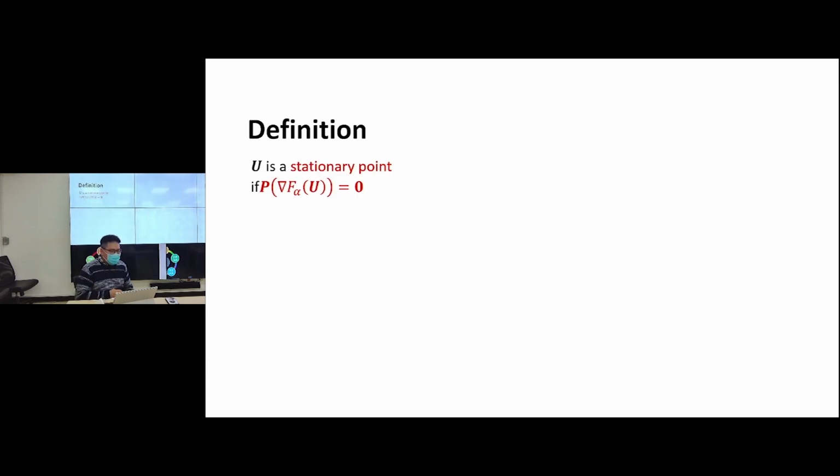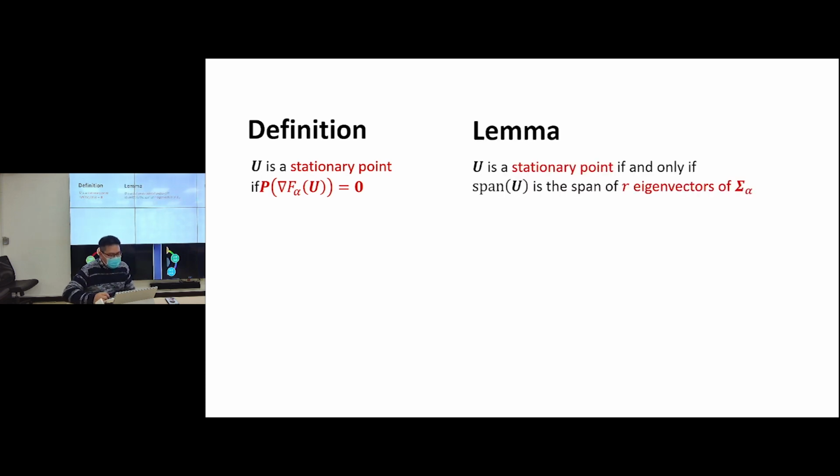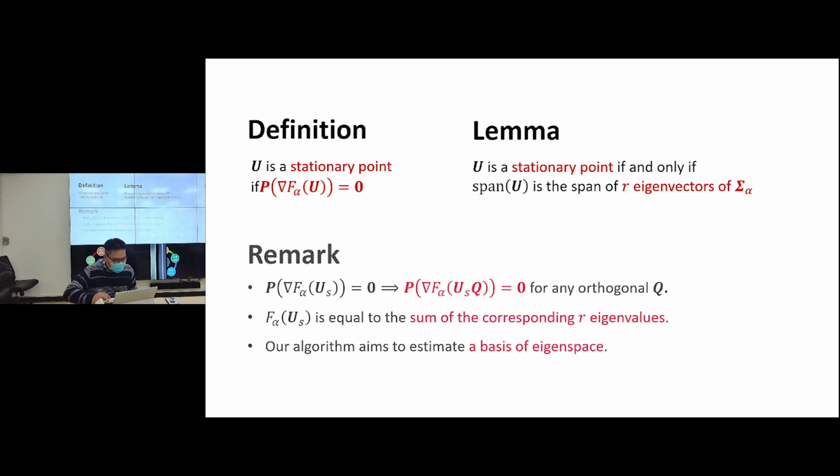So let's go on. Suppose we have a definition that U is a stationary point if the projected gradient of f alpha of U is equal to 0. And we give a lemma here. U is a stationary point if and only if the span of U is a span of r eigenvectors of sigma alpha. That is, the span of U is equal to the span of eigenvectors of sigma alpha. But we hope to find the leading eigenvectors of sigma alpha, that is, the span of U star.